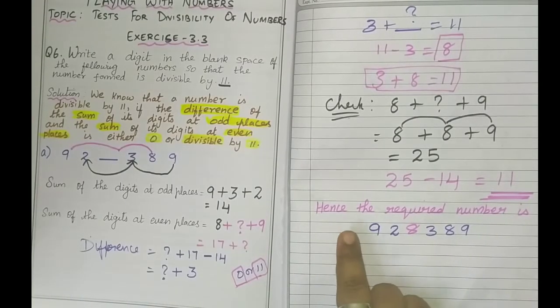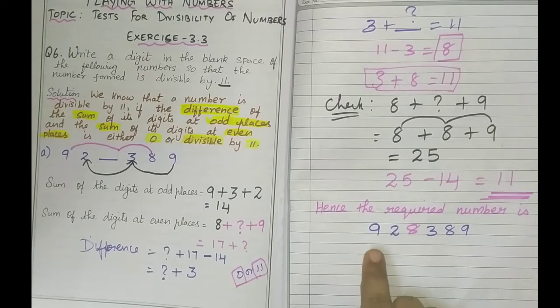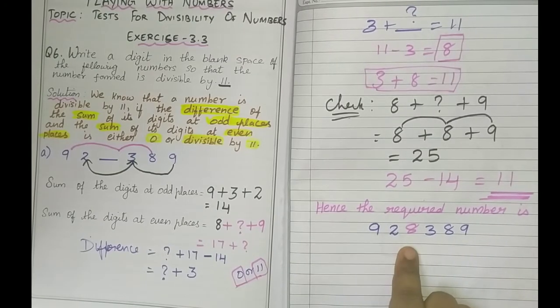Finally, you have to write like this. Hence, the required number is the answer to the question. In the blank space, you have to write 8.